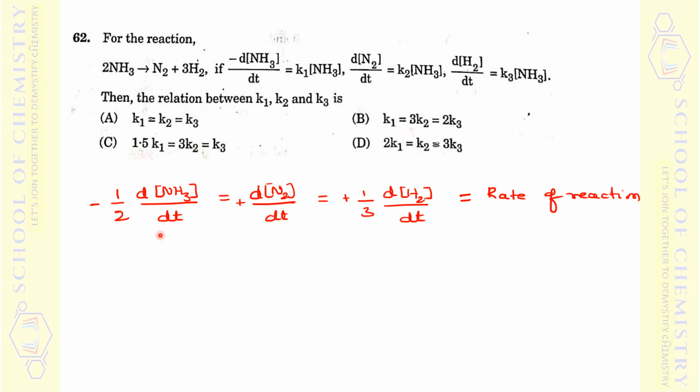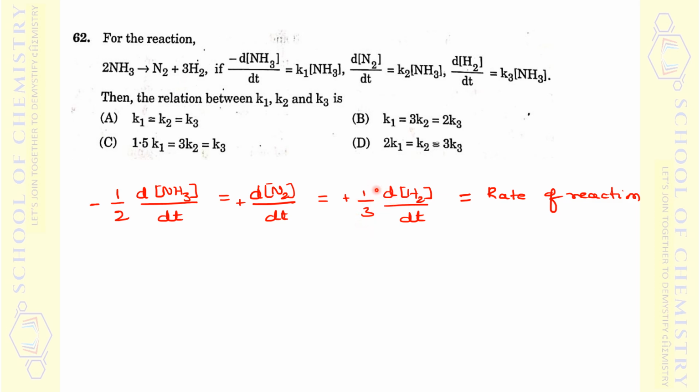This you know: how to write the rate of a reaction with respect to any given reactant or product. It is done in this way. If it is a reactant, a minus sign is included, and the stoichiometric coefficient is taken in the denominator, like 1 over the stoichiometric coefficient. So it is minus 1 upon 2 into d[NH3]/dt, which is equal to d[N2]/dt, since N2 is a product with no stoichiometric coefficient, and this also being a product, d[H2]/dt with a plus sign, but with stoichiometric coefficient 3 it is written as 1 over 3.